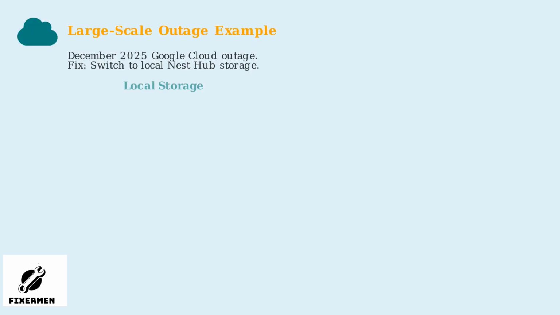During a December 2025 Google Cloud outage, millions of Nest users couldn't record events for 4 hours due to server issues. Users switched to local storage on Nest Hub devices as a workaround. Google improved redundancy afterward, ensuring no repeat incidents and highlighting the importance of backup systems for uninterrupted recording.